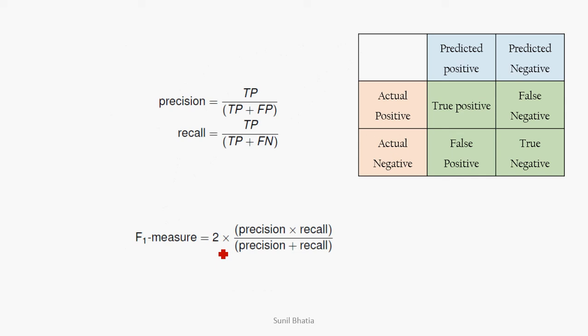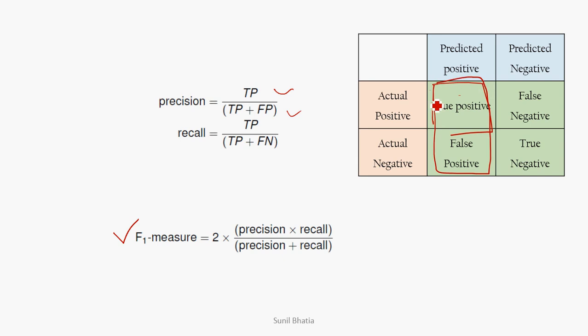Now there is another measure, called the F measure. The F measure is the harmonic mean of precision and recall. Precision is true positive divided by true positive plus false positive.